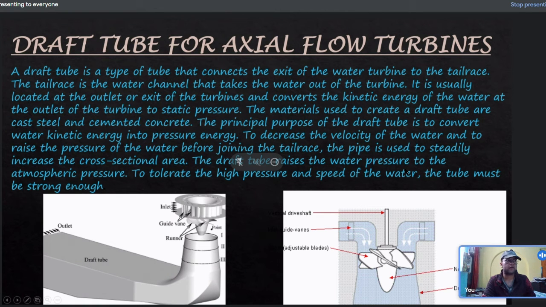On the next slide is the draft tube. The draft tube is like a divergent tube fitted at the exit of the runner of the turbine to the tail race in order to convert the kinetic energy available with the water at the exit of the runner to static pressure or pressure energy. There is a steady increase in its cross-sectional area from the exit of the runner to the tail race. This raises the water pressure to the atmospheric pressure.